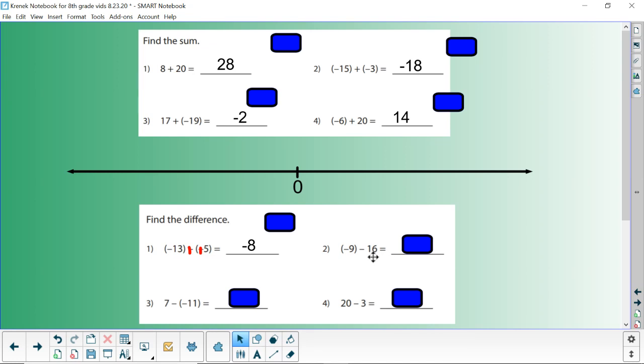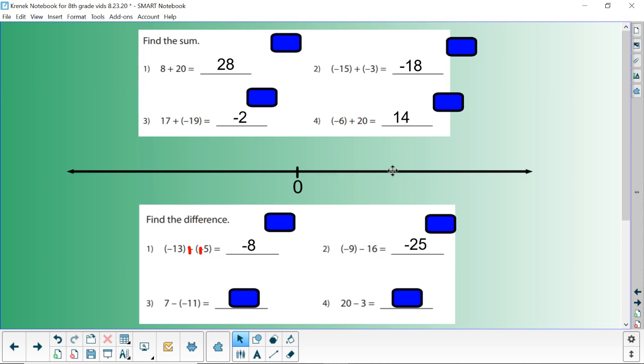All right, let's try this one. Negative 9, subtract 16. I could think of add the opposite, or I can think of the number line, negative 9. I'm taking off 16 more positives. I'm going to be way down to negative 25. Same with this one. I go all the way up to positive 7. That's where I'm starting at.